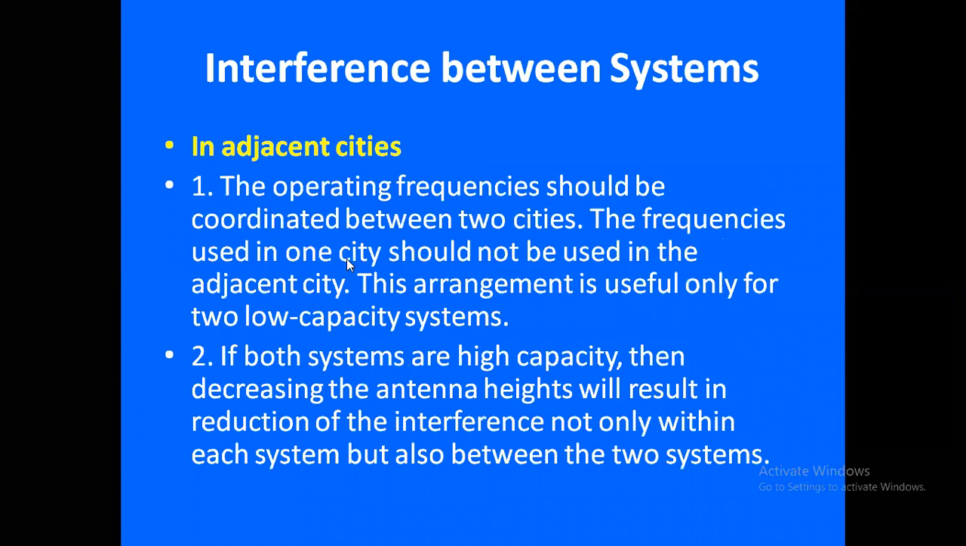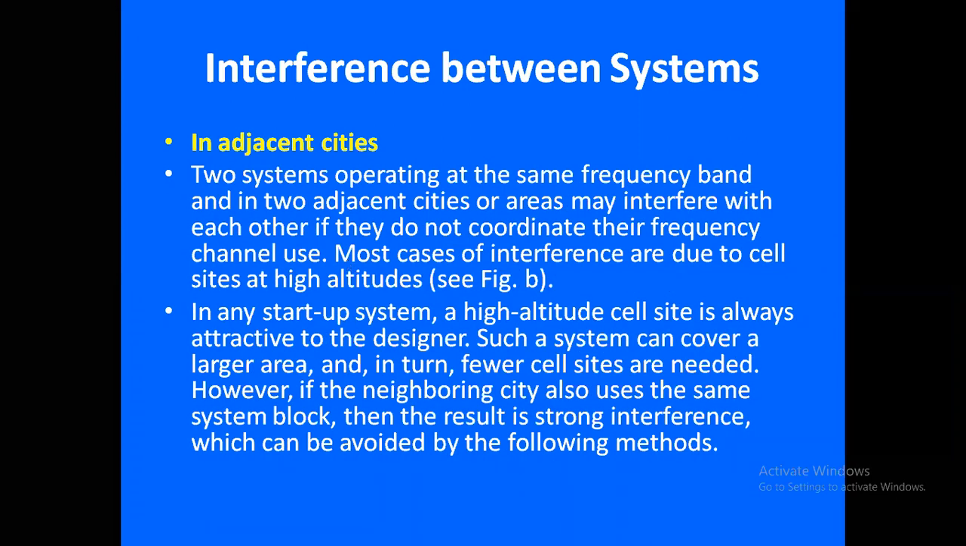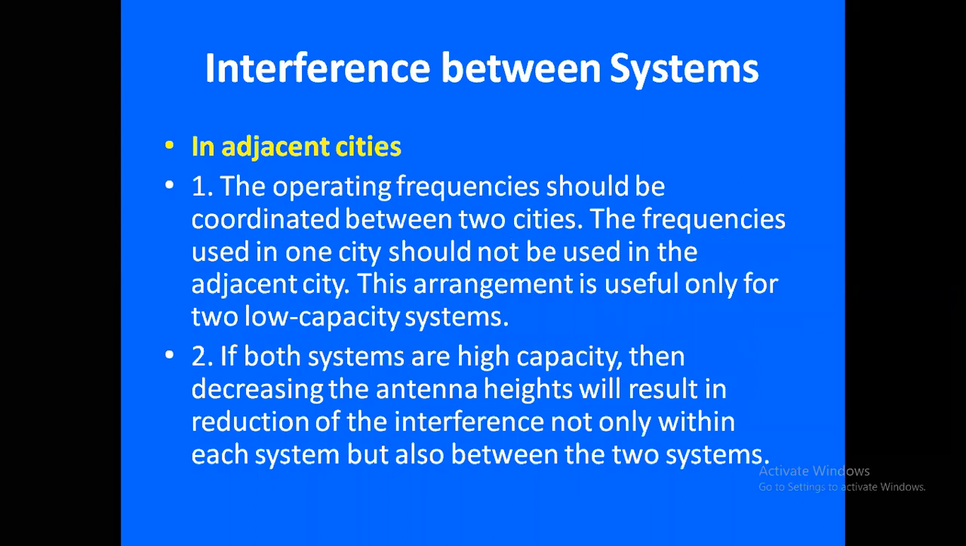So if the neighboring city also uses the same system block, then the result is strong interference, which can be avoided by the following methods. What are the methods to avoid the interference? The operating frequency should be coordinated between the two cities. So the first point is the operating frequency should be coordinated between the two cities.